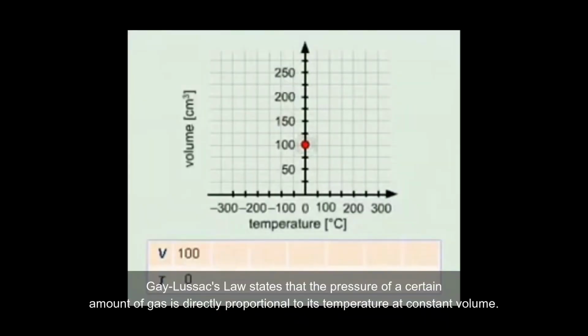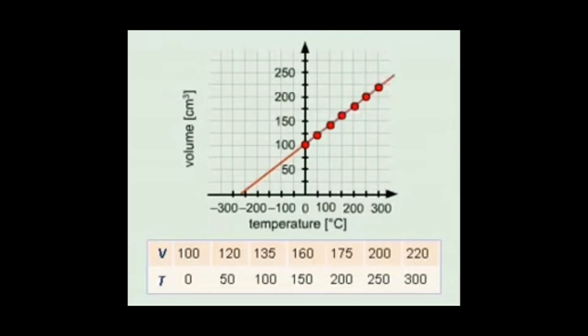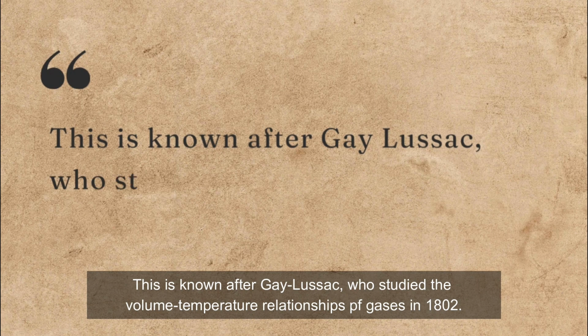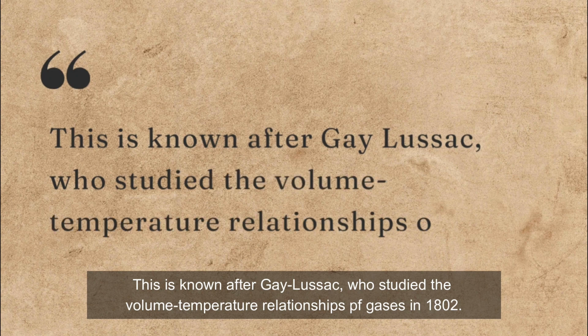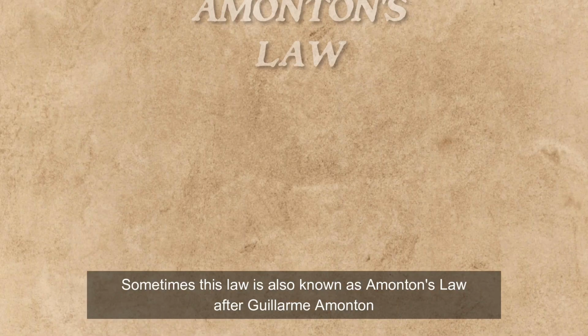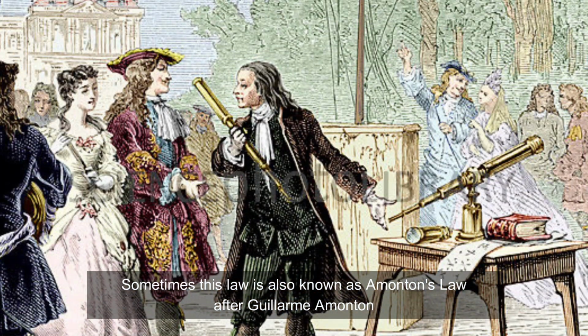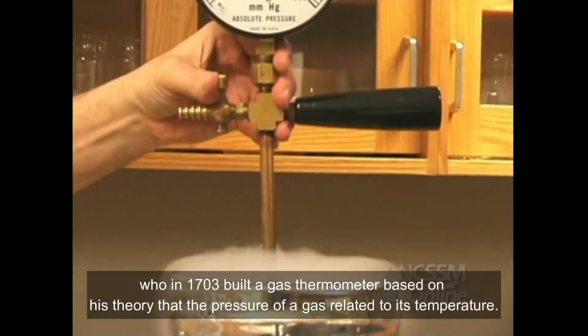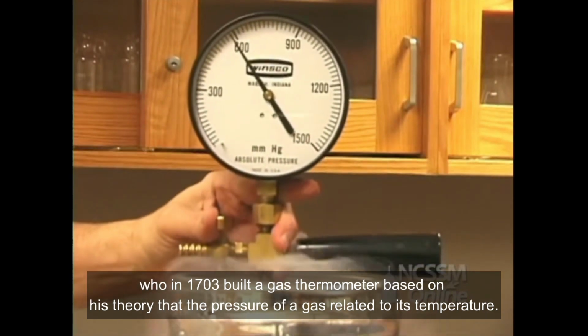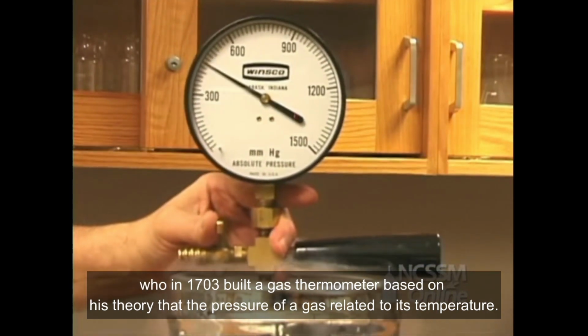Gay-Lussac's law states that the pressure of a certain amount of gas is directly proportional to its absolute temperature at constant volume. This is named after Gay-Lussac, who studied the volume-temperature relationships of gases in 1802. Sometimes this law is also known as Amontons' law, after Guillaume Amontons, who in 1703 built a gas thermometer based on his theory that the pressure of a gas is related to its temperature.